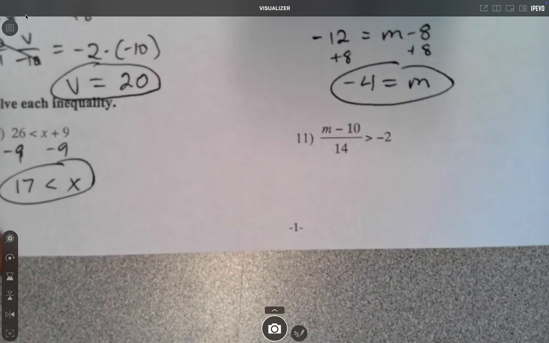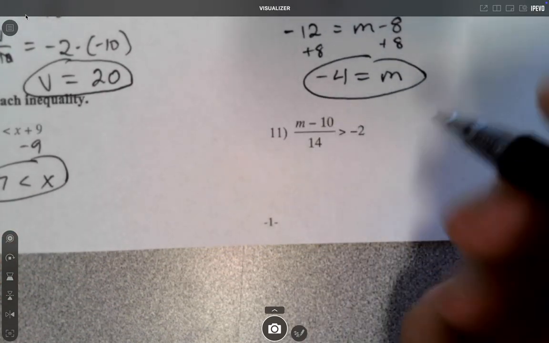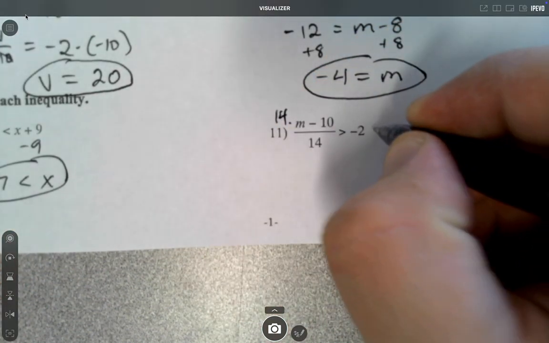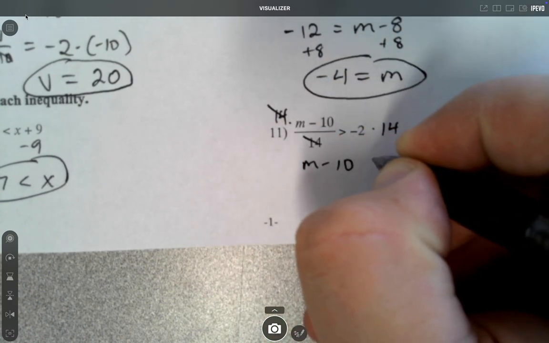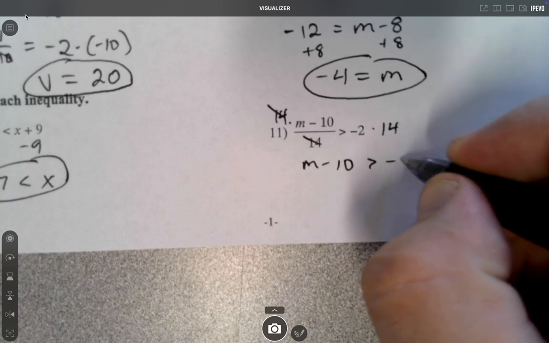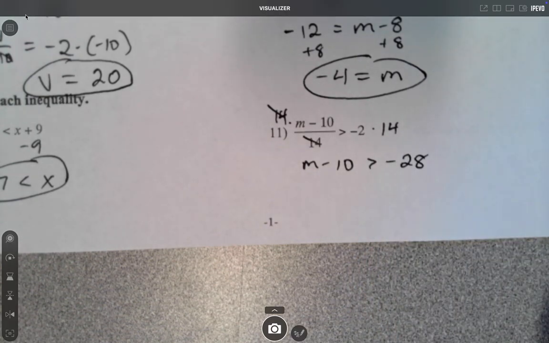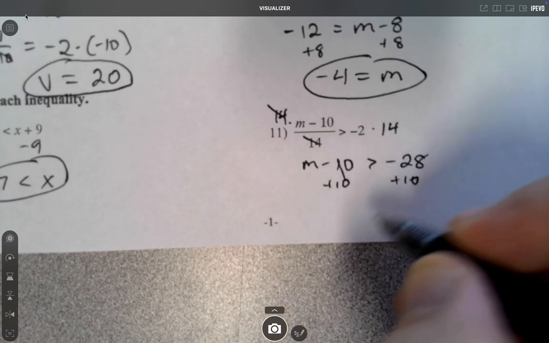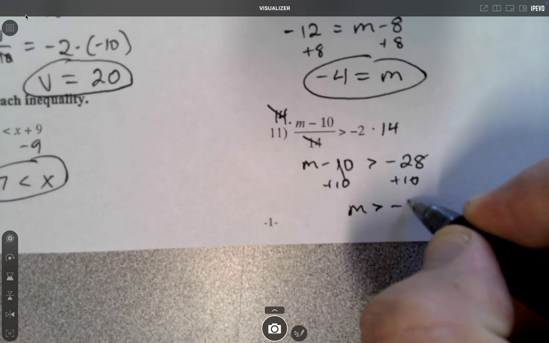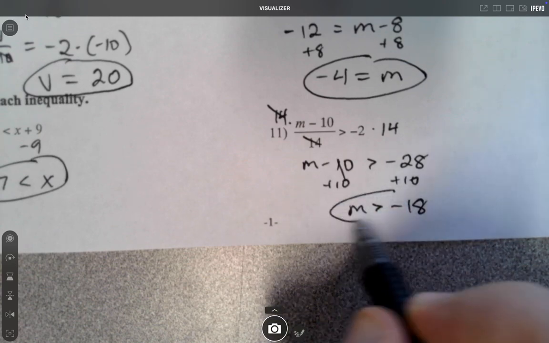Okay, number 11. Yet again, big fraction, so we multiply both sides by its denominator. That cancels out over here, leaving us m minus 10. Negative 2 times 14 is negative 28. We add 10 to both sides. We get m is greater than negative 18.